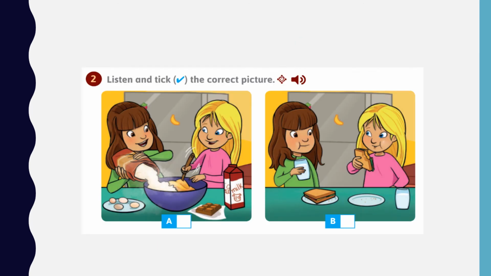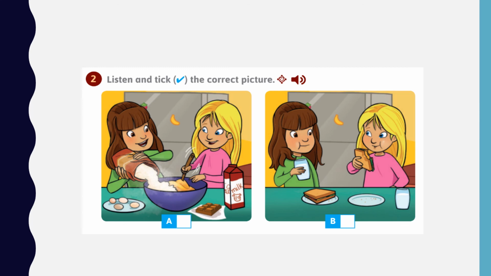And now, my students, I want you to look at these two pictures carefully. Then listen to me what I am saying. After that, you will take in the correct picture which is related to what I am saying. Okay? Let's see.